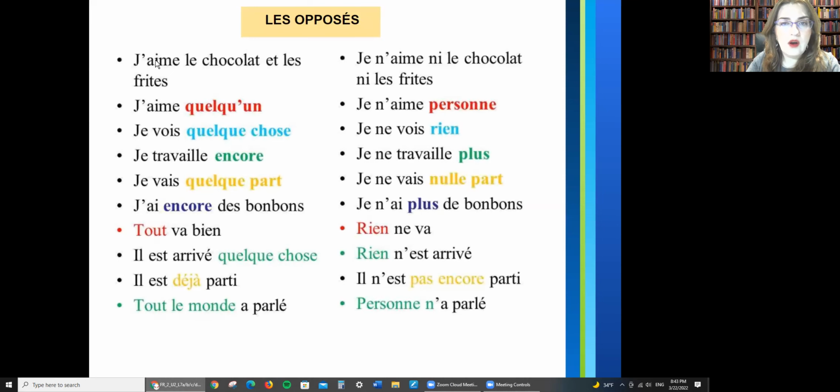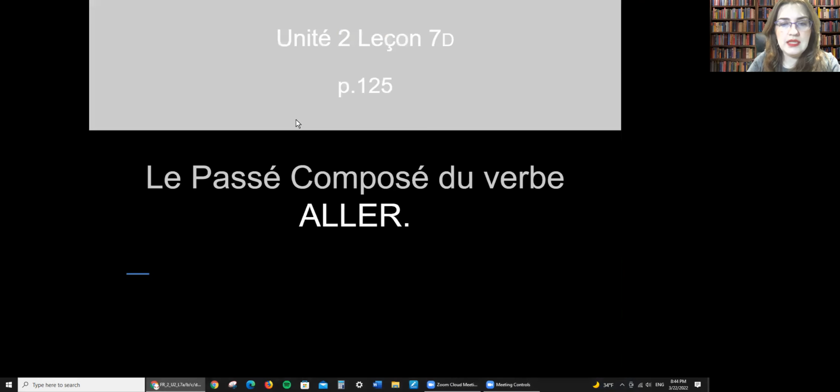Here are the opposites, les opposés, the contraries. We look at these in more detail. We've learned already quelqu'un, quelque chose, and we will look at tout le monde et personne. In person, we'll go over this slide more in detail. Let's continue now with le passé composé of the verb aller.